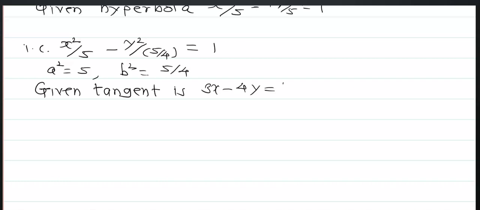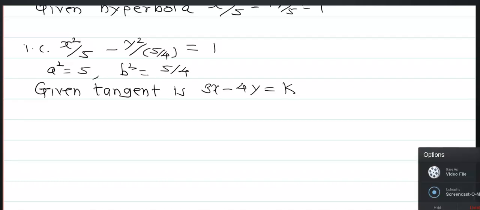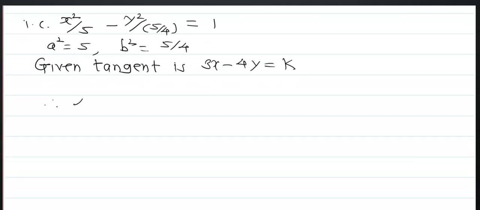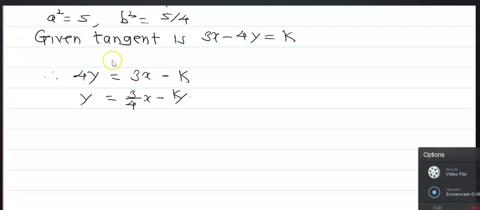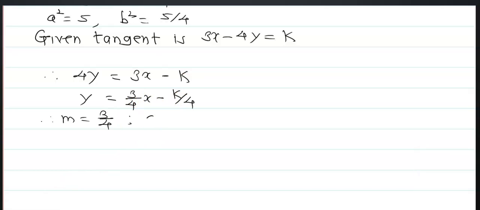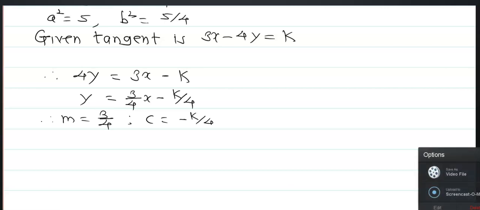Given tangent is 3x minus 4y equals k. Therefore, we will express it in the form y equals mx plus c. That is, 4y equals 3x minus k. Therefore, y equals 3 by 4 x minus k upon 4. The value of m is 3 by 4, and c is minus k upon 4.